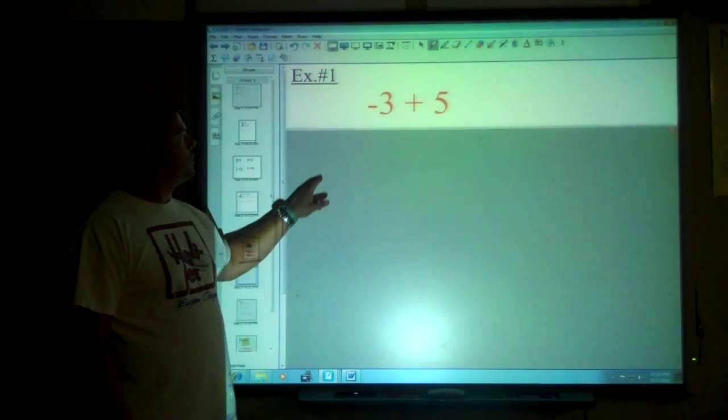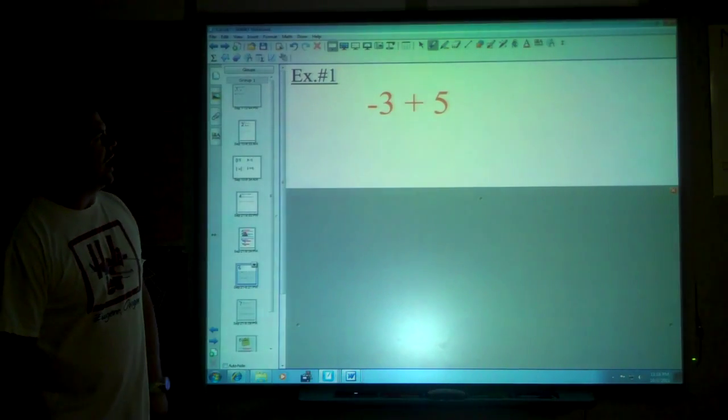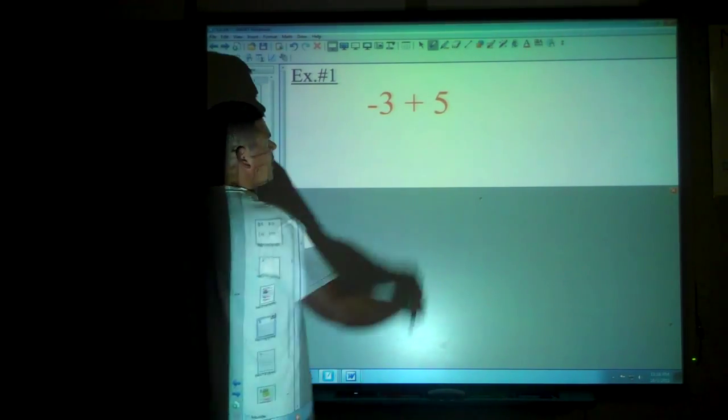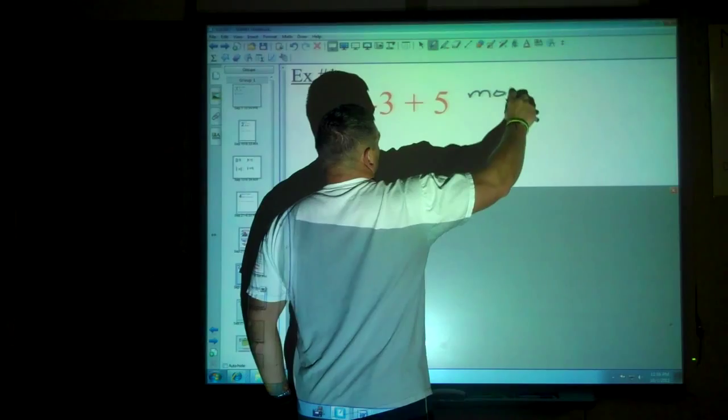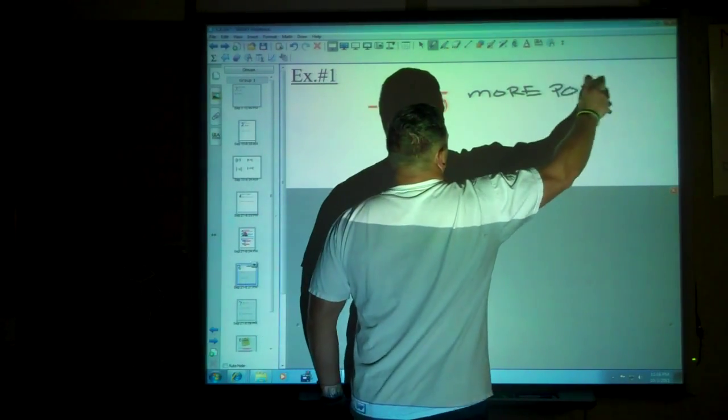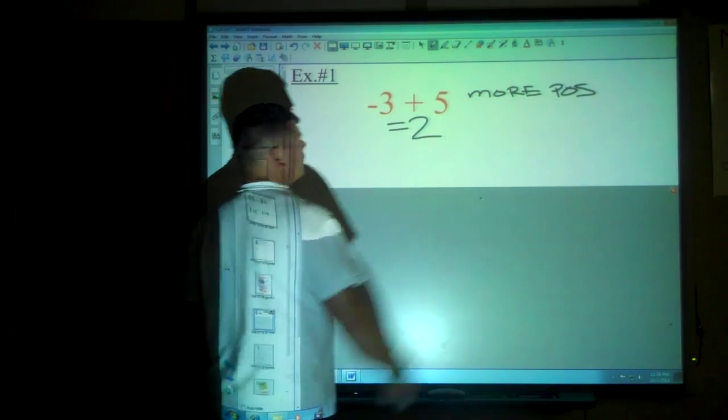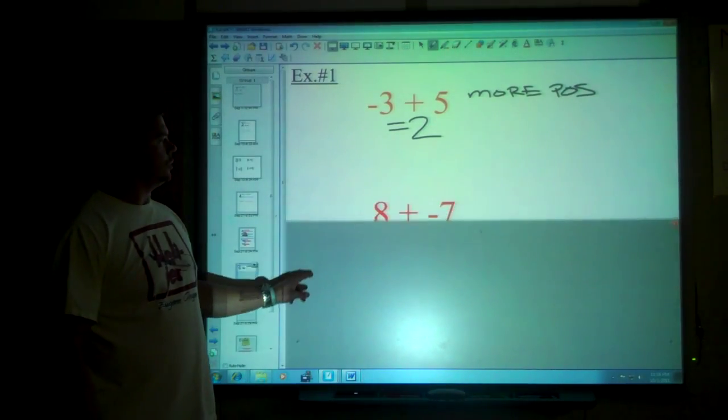Right? Some more examples. Negative 3 plus 5. Do you have more positives or more negatives? You got more positives. How many more? 2 more. So negative 3 plus 5 is 2.